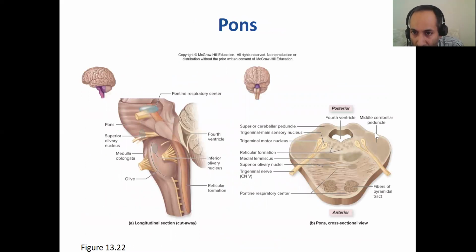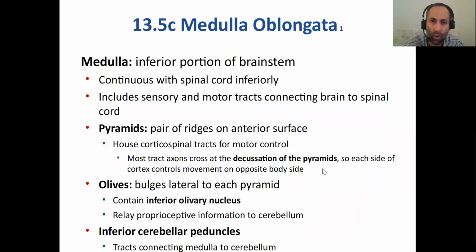You have the middle cerebellar peduncles. They connect the pons with the cerebellum for muscle memory and muscle control again. And then you have what else? The respiratory center, very important, of the pons here, right? And then the superior olivary nuclei, which help with sound localization, as we mentioned before.